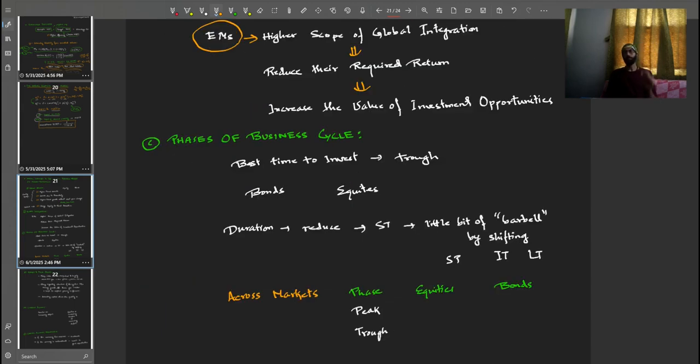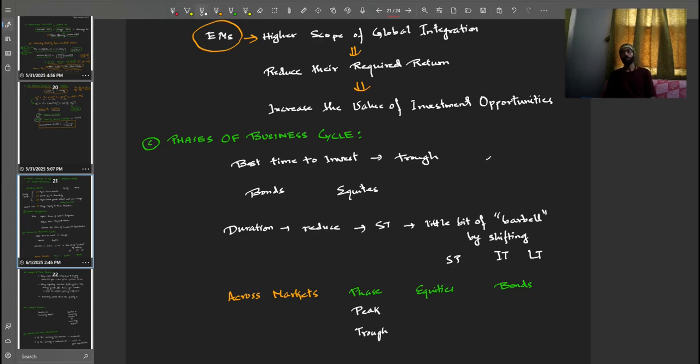The next point is phases of the business cycle. Now in any country, or let's say in a global scenario also, the best time to invest is when? During the trough. That is just after the contraction has ended or around the time when the contraction is happening and recovery is happening. So that is the phase of the trough of the business cycle when investment is best. Let me draw you the business cycle here so that it is better to understand.